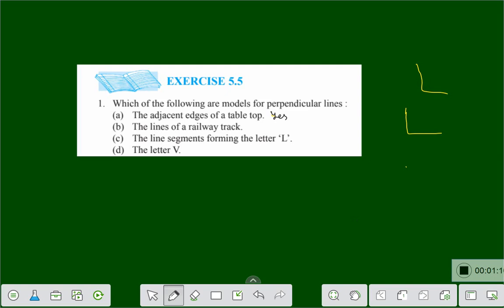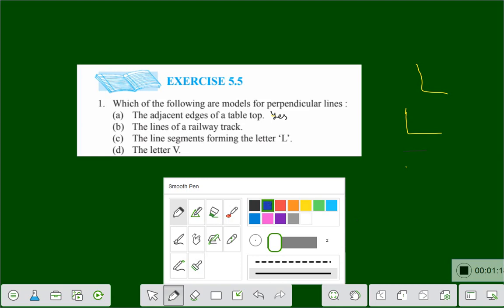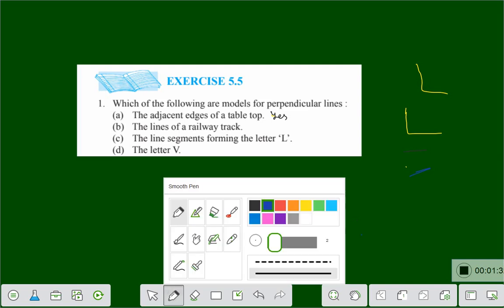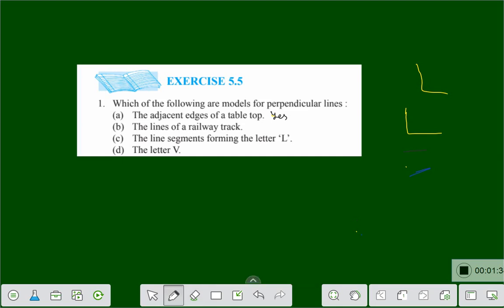The lines of a railway track. The lines of a railway track are like this. You see, the lines of a railway track are like this. That means they are parallel lines, right? They are not perpendicular. Therefore, the lines of a railway track are not perpendicular. Therefore, the answer is no.